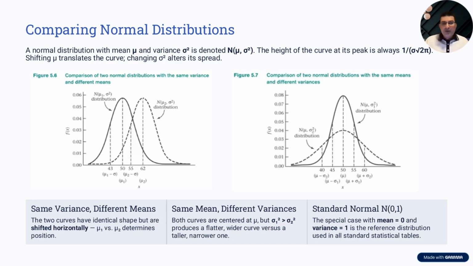Changing mu shifts the curve left or right, while changing sigma makes it wider or narrower. So if two distributions have the same spread but different means, they'll look identical, just shifted. But if they have the same mean and different spreads, one will be tall and narrow, and the other will be shorter and wider. And finally, there's a special case called the standard normal distribution, where the mean is 0 and the standard deviation is 1. This one becomes a kind of universal reference that we use all the time in statistical analysis.